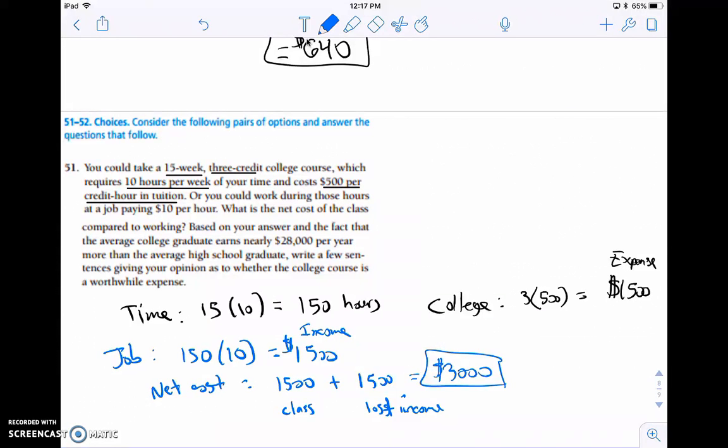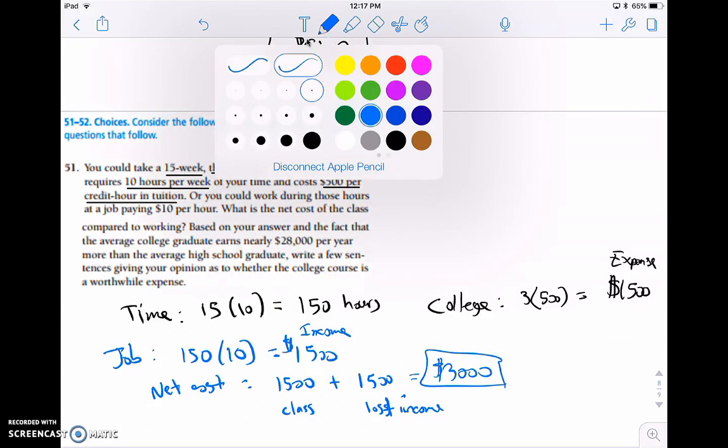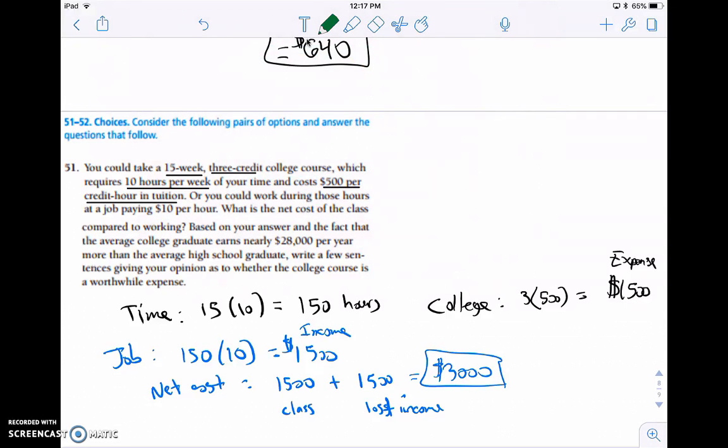Now, the next part that we'll end with here is based on your answer and the fact that the average college graduate earns nearly $20,000 per year more than the average high school graduate. We're going to write a few sentences giving your opinion as to whether college courses is a worthwhile expense. Time won't permit me to write some sentences, but I'll just give you an idea here as to what we're looking at.